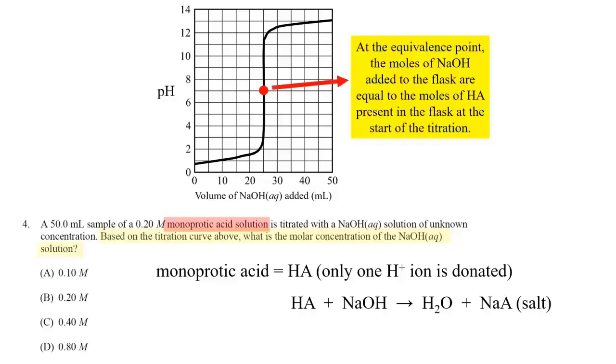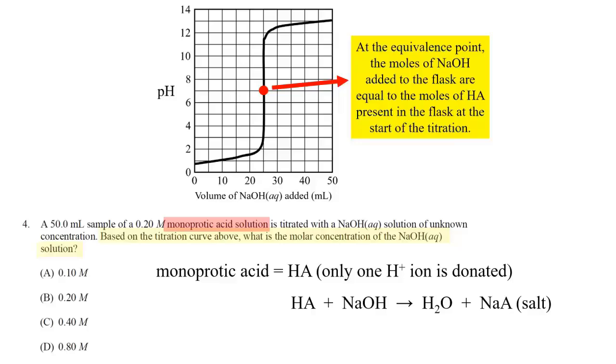And as I mentioned back in question 3, at the equivalence point of a titration, the number of moles of the titrant, in this case sodium hydroxide, are equal to the number of moles of the analyte, in this case the acid that is being titrated.